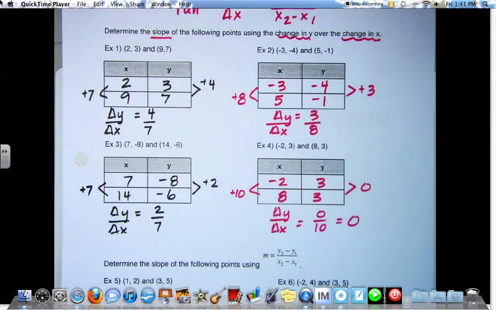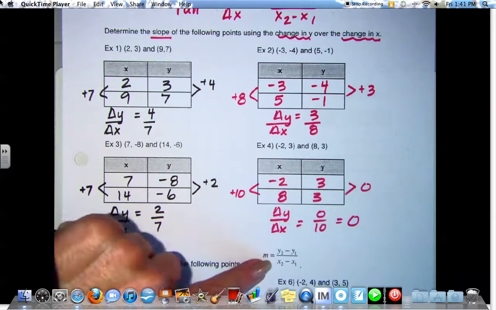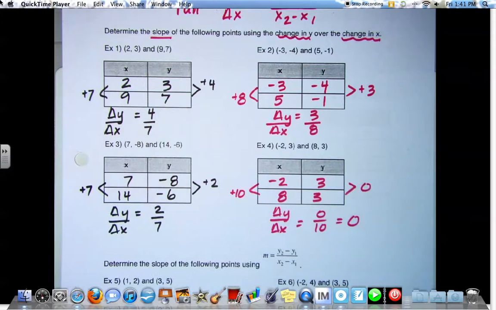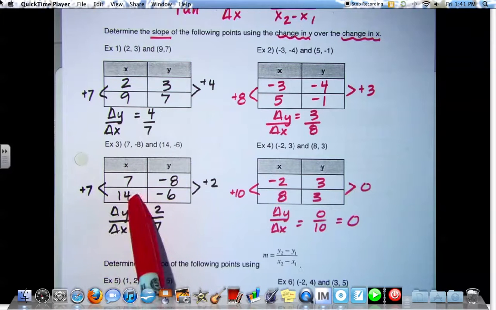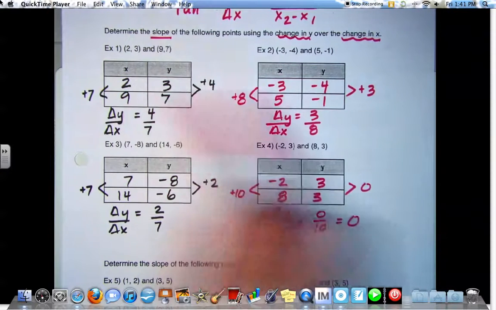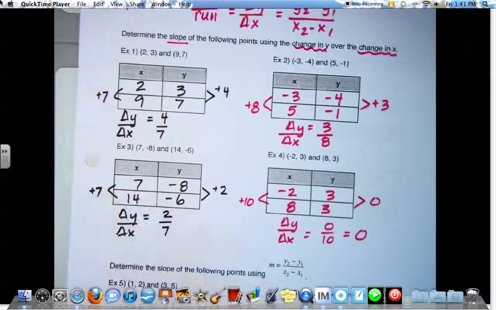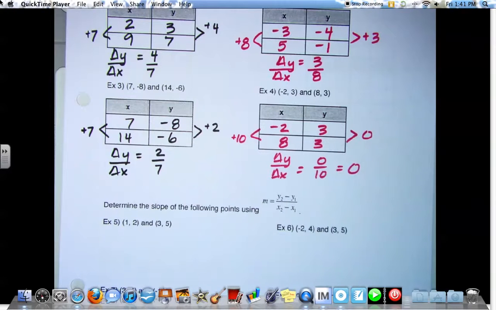Now, doing it in the table is the same as doing it by the formula. You're just visualizing it a different way. Because we took the y2 value and subtracted the y1 value, and in this particular example, we got 2. And then we took the x2 value and subtracted the x1 value and got 7. It's the same thing, just displayed a different way. Some people would rather put things in a table and find the difference real quick. Some people would rather do the formula.